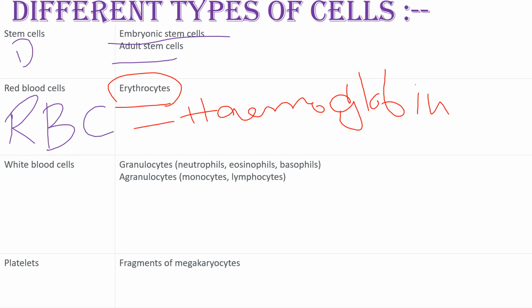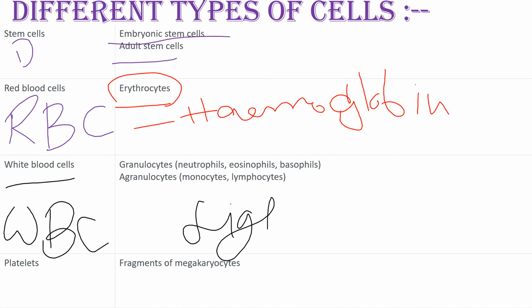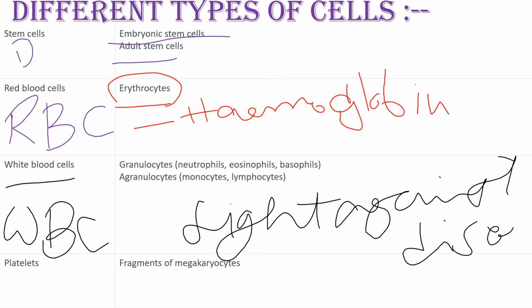So let's see the next one. White blood cells, WBC. They fight against diseases. You all know this. They are also called granulocytes and neutrophils, eosinophils, basophils, monocytes, and lymphocytes. So next one we are moving on is the platelets. They are fragments of megakaryocytes. So have you ever thought what is the specialty of platelets? So let's see.